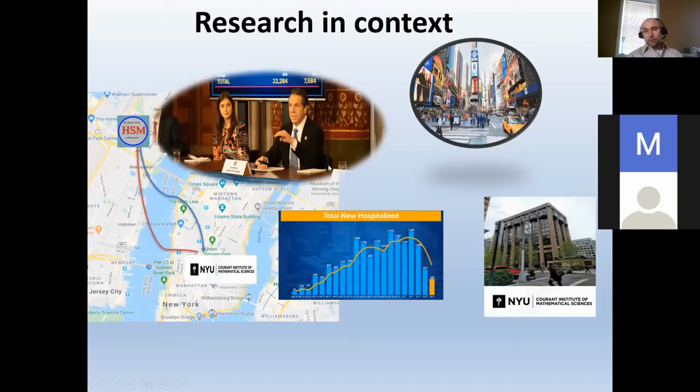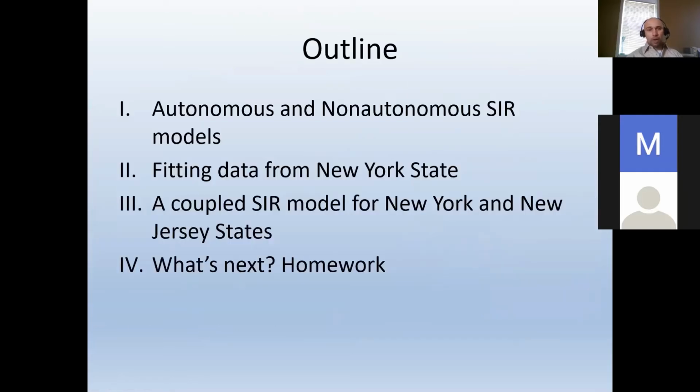And so the very basic, it's not so basic, but it is the most used model is the SIR model. So now I'm going to talk about that. So this was a short introduction and a short context.